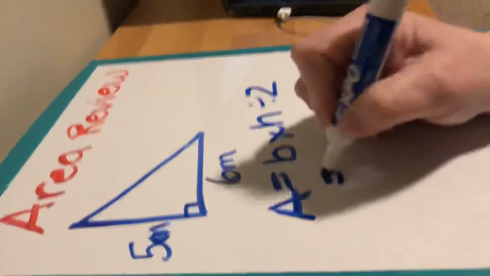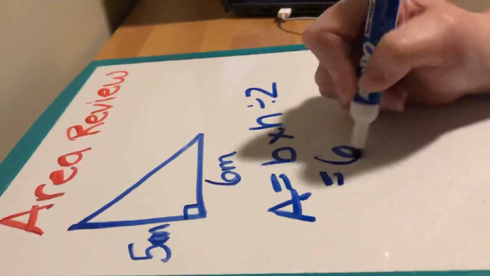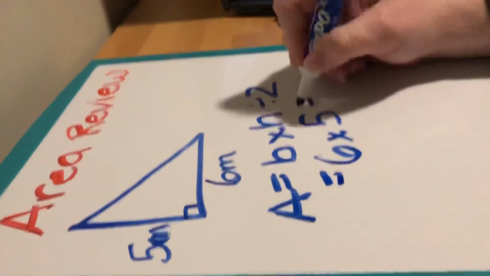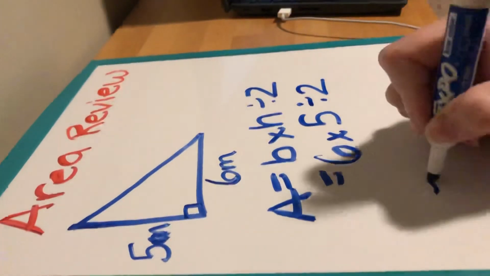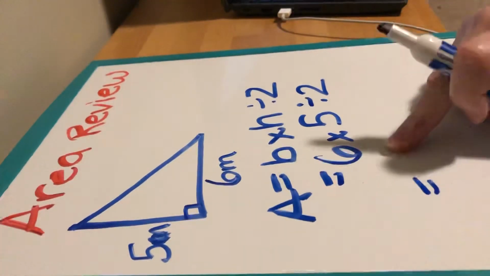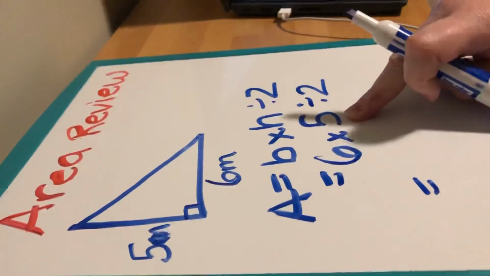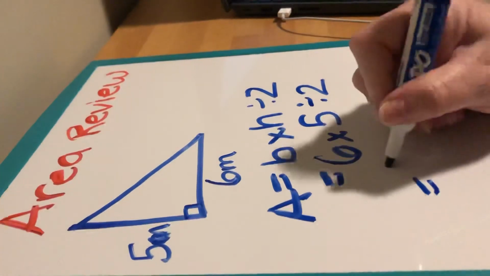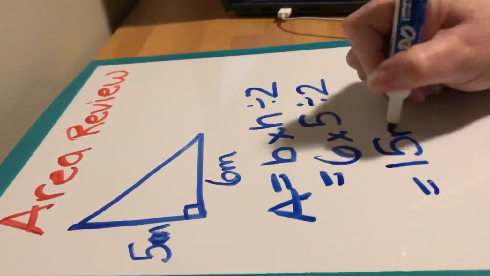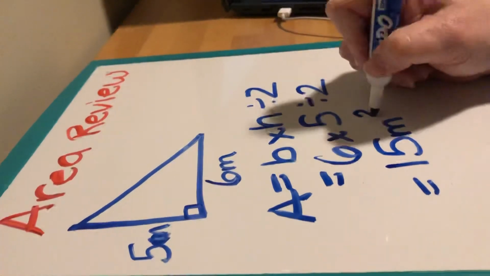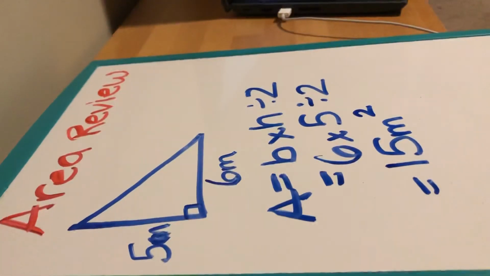All I simply do is plug in the numbers. My base is 6, my height is 5, and I divide by 2. I do the multiplication. I'm going to do it all in one step this time and save myself the fourth step. So 6 times 5 is 30. 30 divided by 2 is 15. So my answer is going to be 15 meters squared. Go back to my measurement there with our floating 2 for squared.